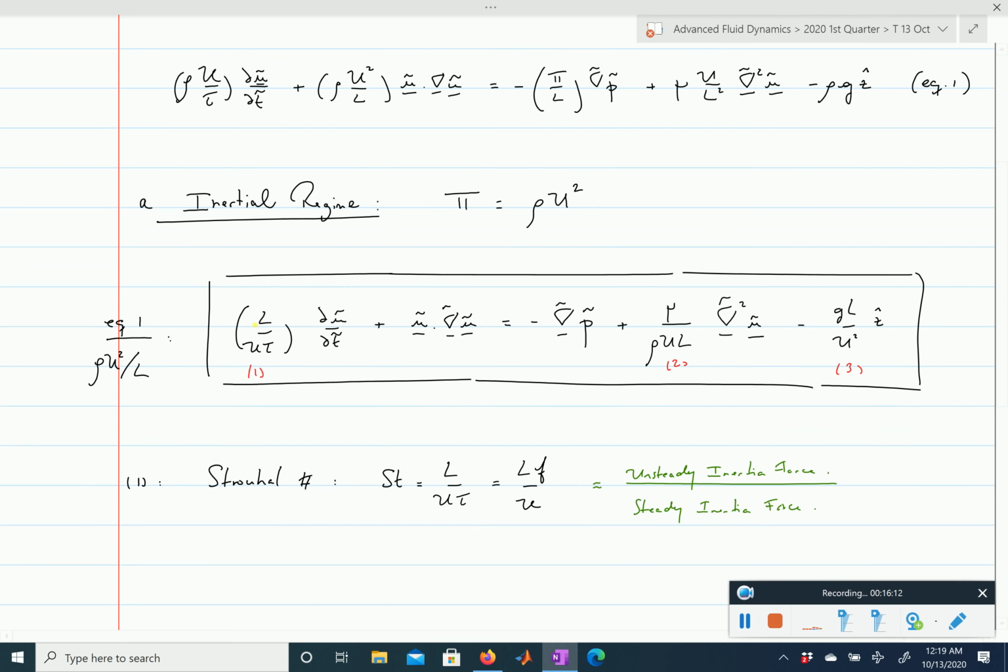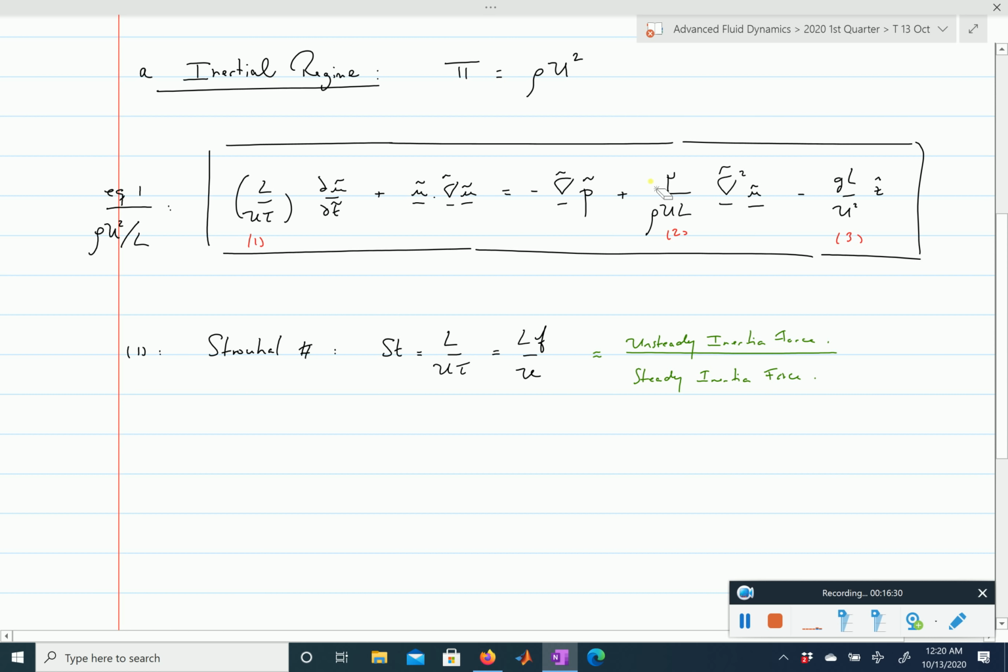Indeed, note that we obtained this scale here when we took our scale for the unsteady inertial force and divided it by our scale for the steady inertial force.